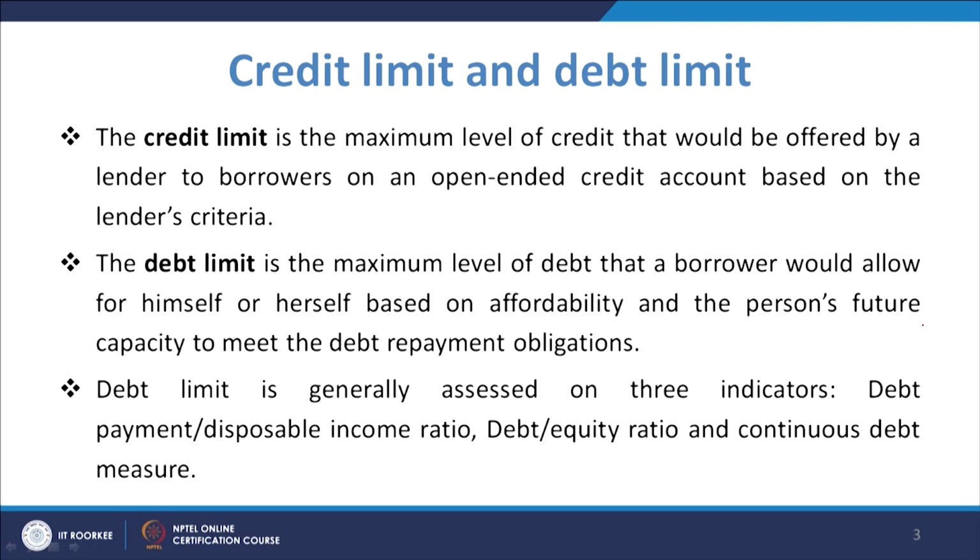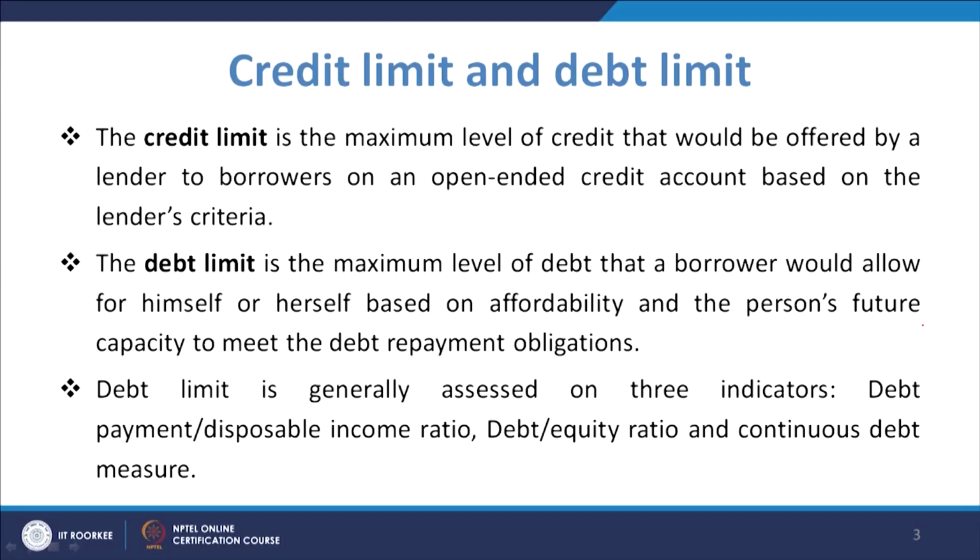And similarly, the debt limit is the maximum level of debt that a borrower would allow for himself or herself based on affordability and the person's future capacity to meet the debt repayment obligations. So, these are the two things. Although the credit limit has its own considerations, the debt limit is assessed on 3 indicators. One is the debt payment by disposable income ratio.